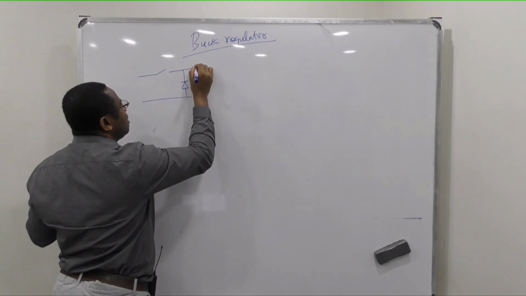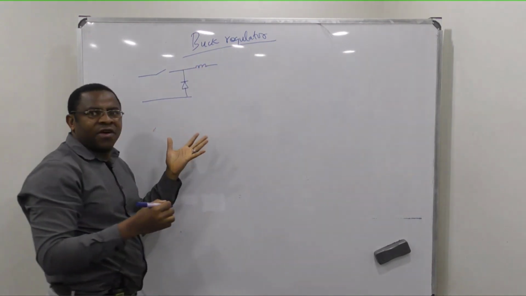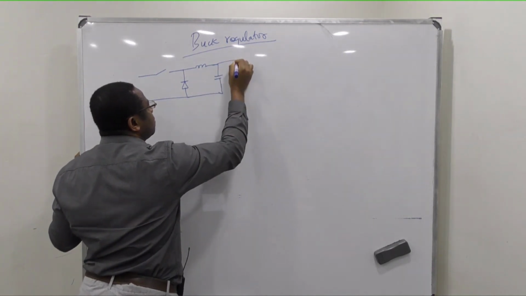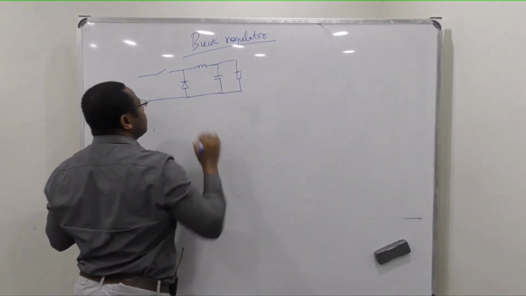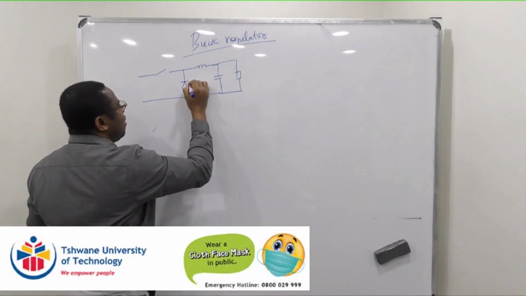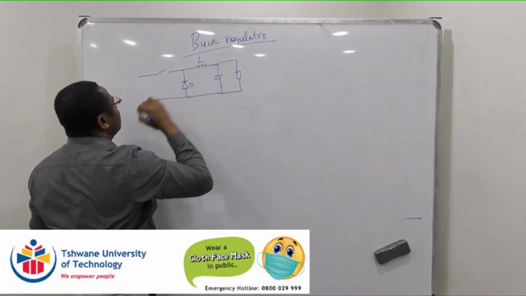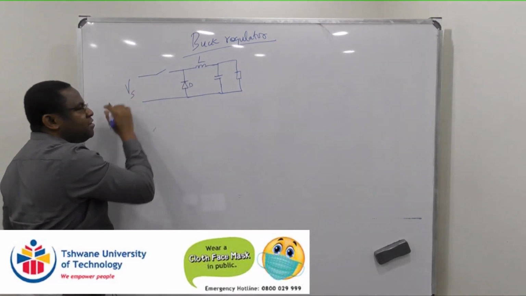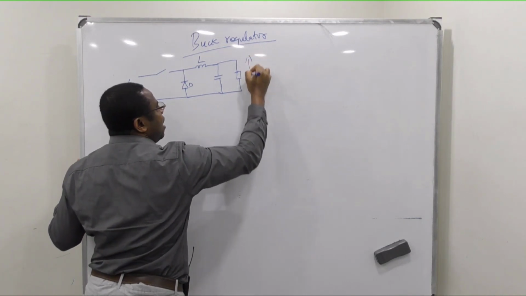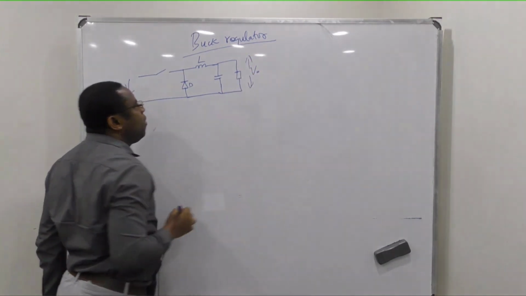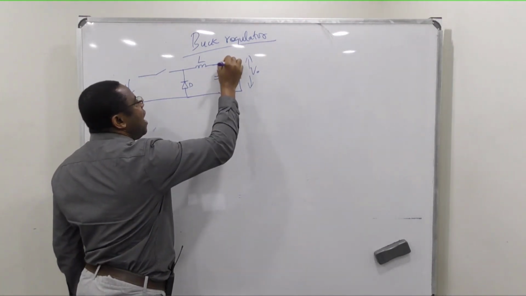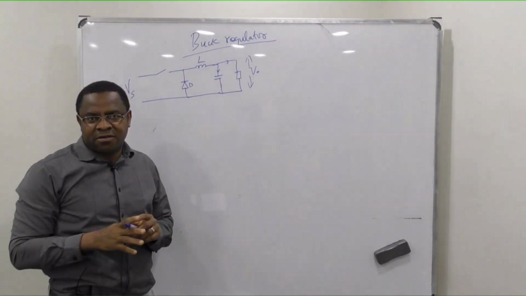This is a typical sketch of a buck converter. This is our diode here. We have our inductor there. We have our VS, the source voltage there. And then we have our load, and remember the voltage output here is our VO. Now let's see how a buck converter works.